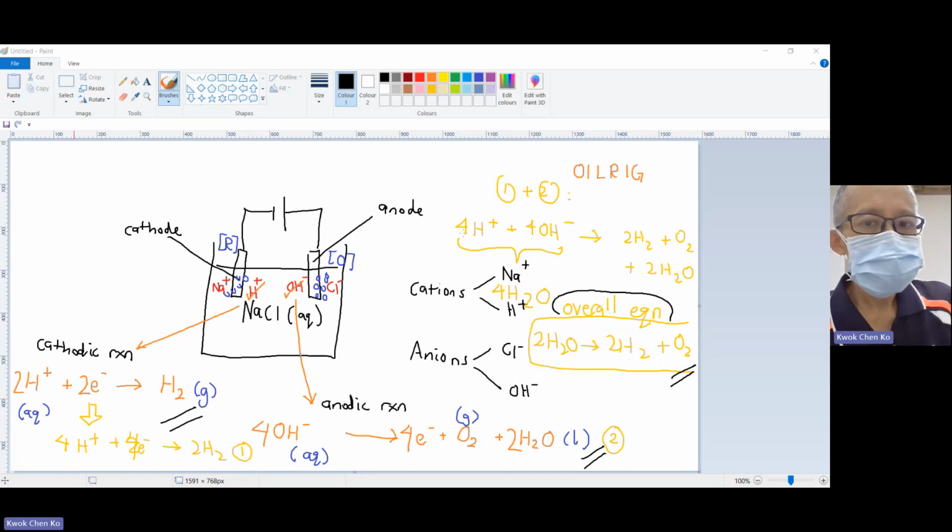Okay, now the thing is this. As always, I like to label where's the cathode, where's the anode. Okay, now what are the ions present? Same thing: Na plus, H plus, OH minus, Cl minus. Same questions, who is going to get oxidized, who is going to get reduced?